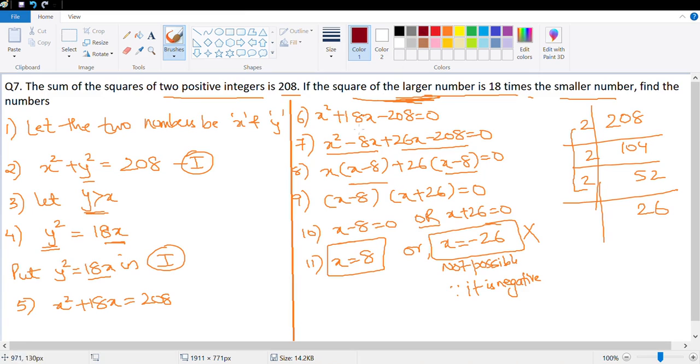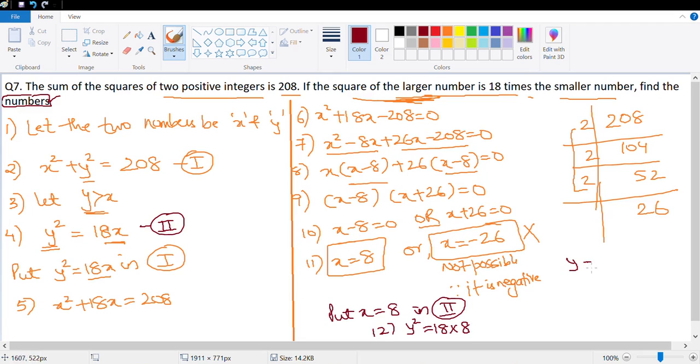Let's see if my question is over. Find the numbers. So we need to find the second number as well. Now we've got one number. What we have is y squared is equal to 18x. That was our equation 2. So put x is equal to 8 in equation 2, and what we get is y squared is equal to 18 into 8, which means y will be equal to square root of 18 into 8, which will be 144, which means y is equal to 12. So therefore the numbers are 8 and 12.